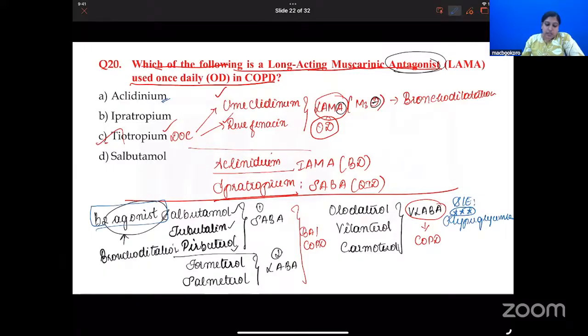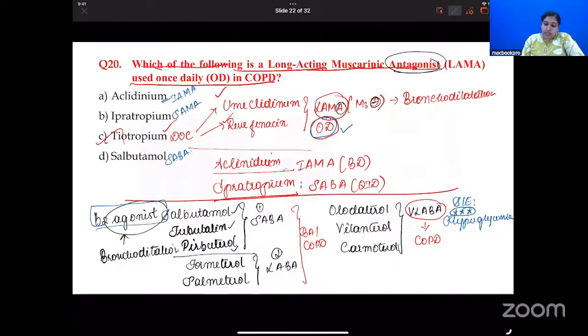Aclidinium is an intermittent acting muscarinic antagonist. Ipratropium is a short acting muscarinic antagonist. Salbutamol is a short acting beta 2 agonist. So this is the difference you people have to remember. Right? And remember, your tiotropium, umeclidinium, and your revefenacin are administered only in OD, and they are long-acting muscarinic antagonists.